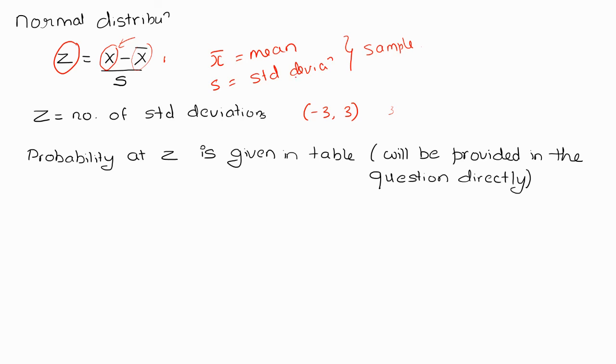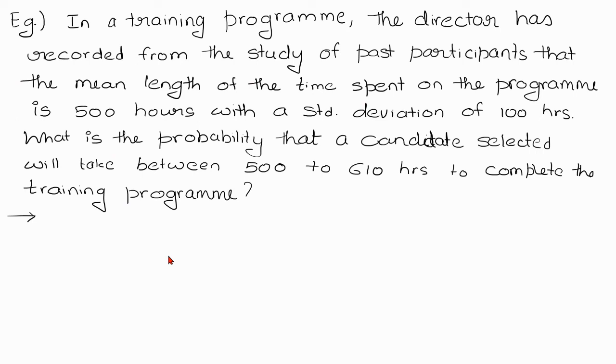Now this formula is for the sample. If I want to reframe the same formula for a population, how will it be? z is equal to x minus mu, where for the population the mean is given by mu, divided by sigma, the standard deviation of the population. When such a formula is there, it is understood that it is for the population. Now let's see how to solve this question. Let's see this first example.